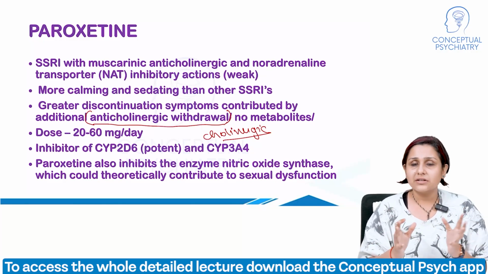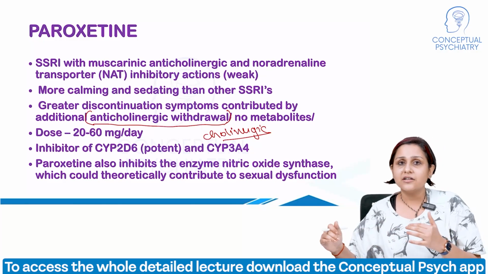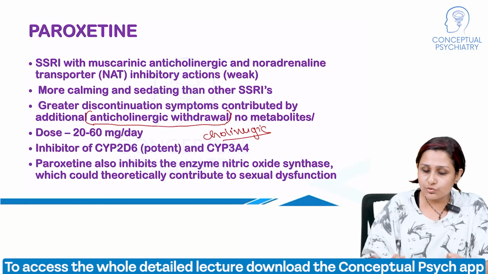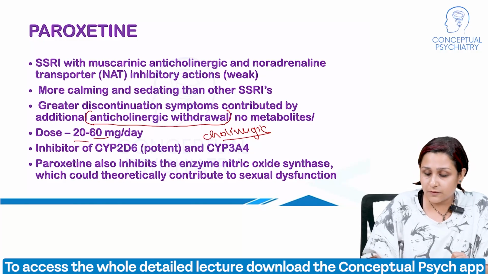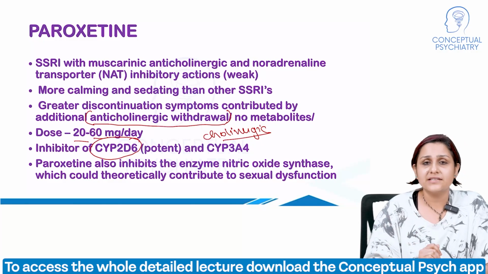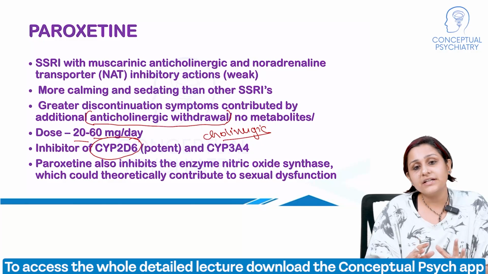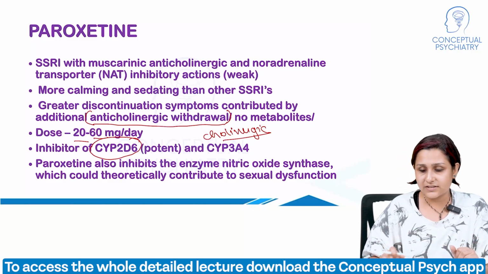It also doesn't have any metabolites. So once it's out of the system, it does not have any active metabolites to kind of mitigate the discontinuation features. It's usually used at a dose of 20 to 60. It's a prominent inhibitor of CYP2D6, as we said, and it also inhibits the enzyme nitric oxide synthase, and therefore theoretically it could contribute a lot more to sexual dysfunction compared to the other SSRIs.